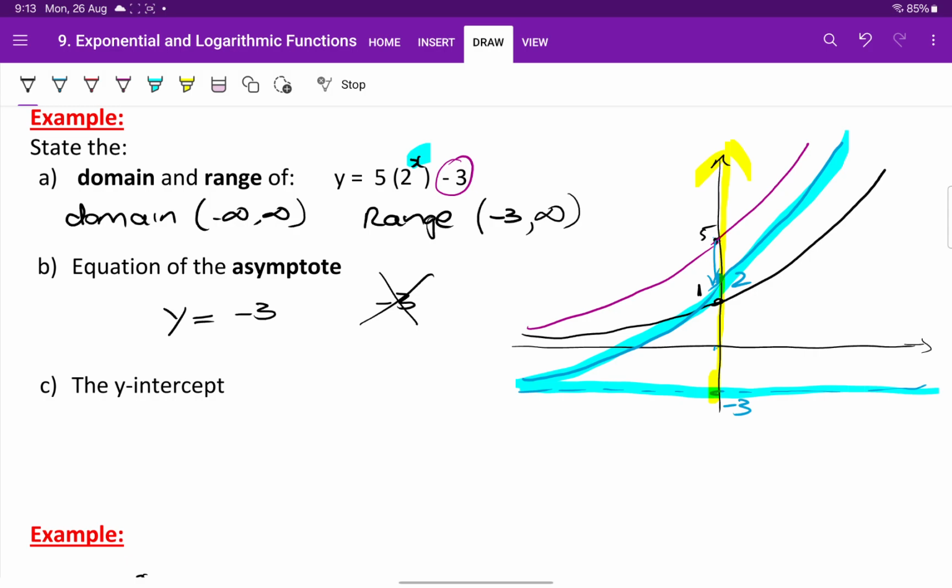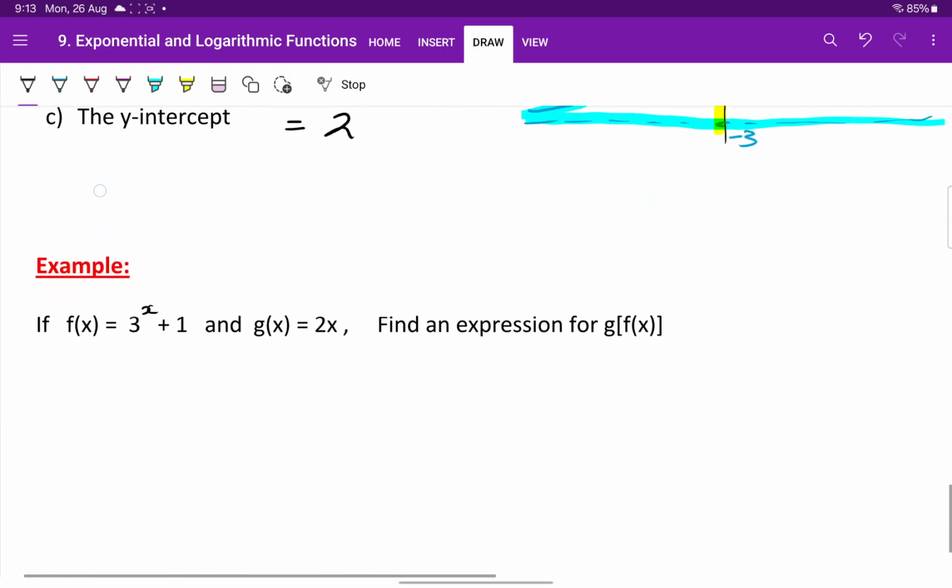Okay, and our y-intercept, well, our y-intercept went from 1 to 5 and then down 3. So our y-intercept finally is 2. Okay, you could have done that without, but I just like that visual cue to help myself.